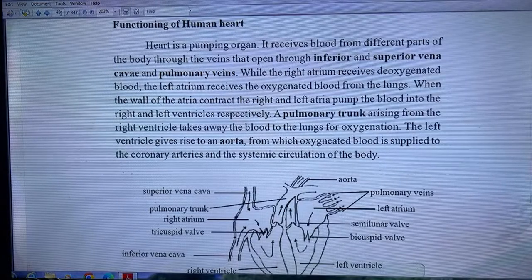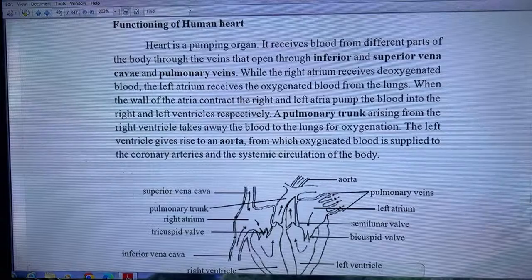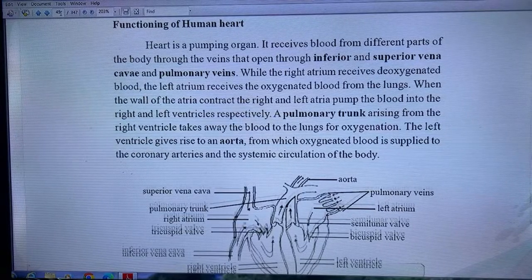When the walls of the atria contract, the right and left atria pump the blood into the right and left ventricles respectively. A pulmonary trunk arising from the right ventricle takes the blood to the lungs for oxygenation. The left ventricle gives rise to an aorta from which oxygenated blood is supplied to the coronary arteries and the systemic circulation of the body.